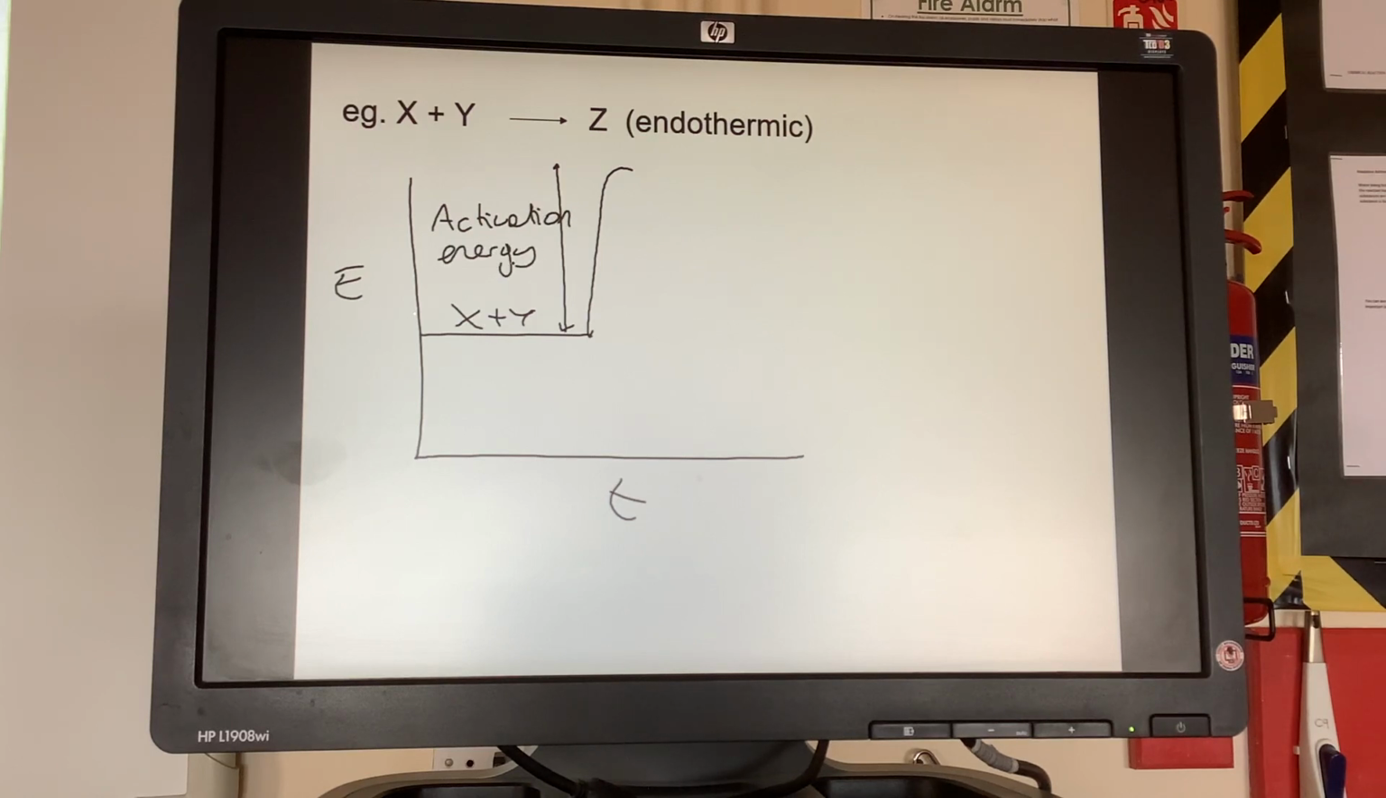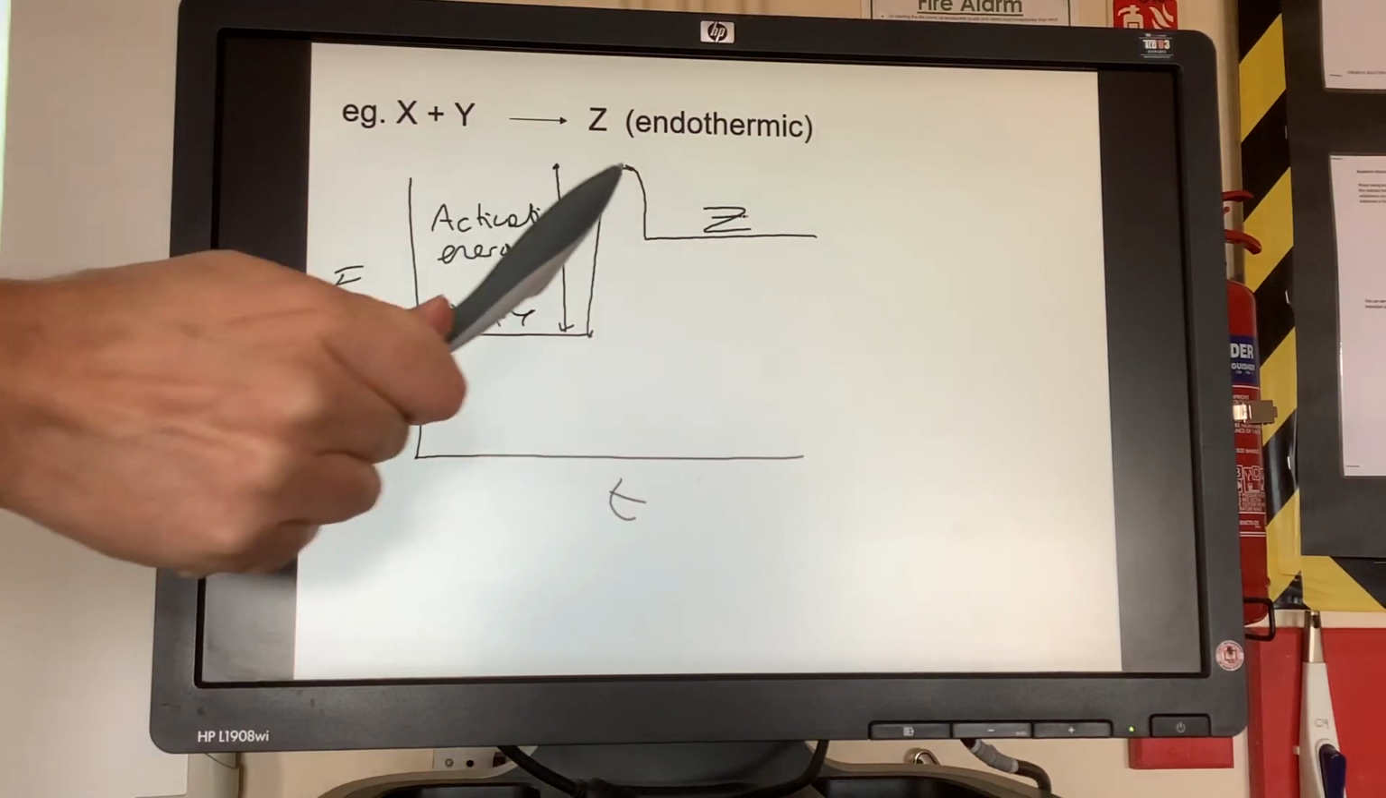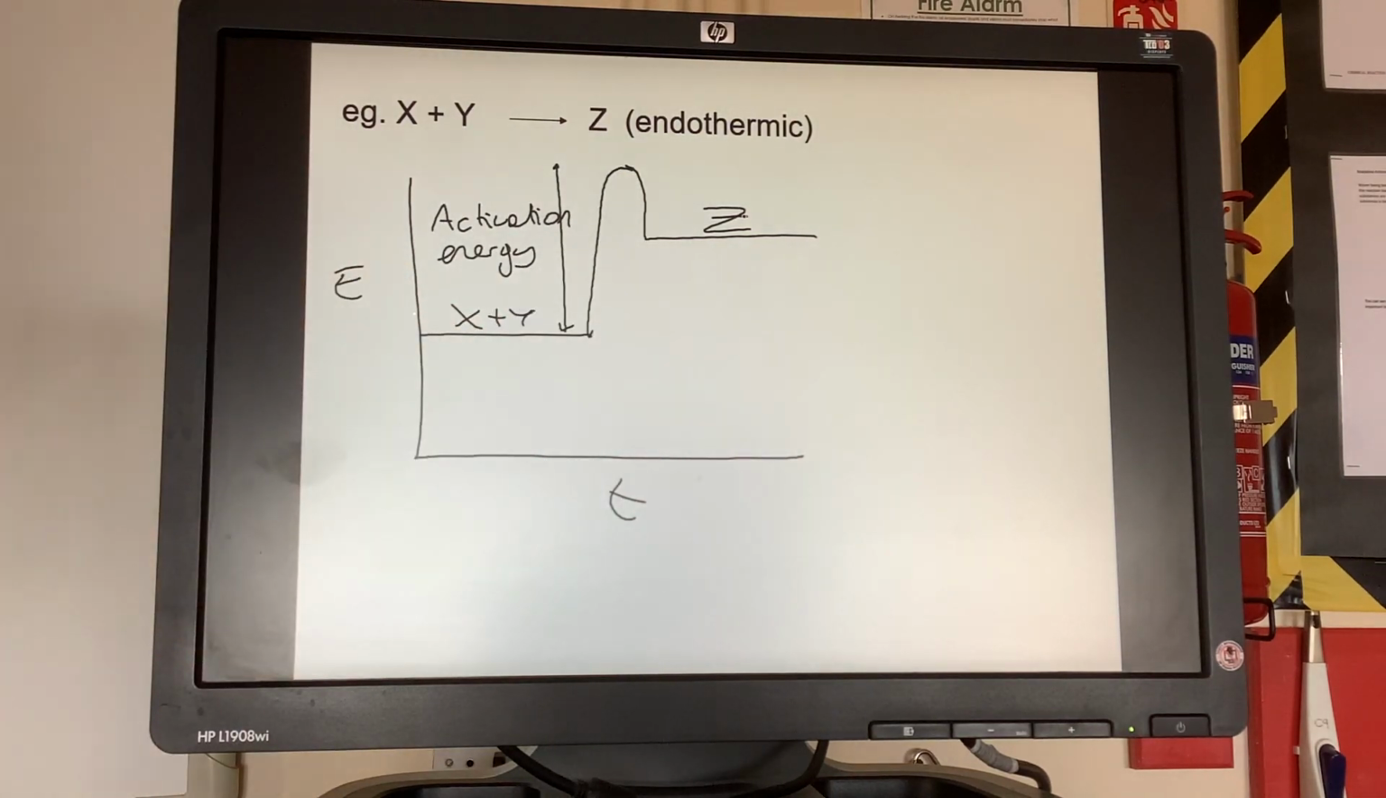Okay? Then, energy is going to come out as new bonds are made, and we're going to form our product Z. What's the difference now? We put energy in to break the bonds, but not as much energy came out. Not as much energy was given out. So now our energy change from here shows this is an endothermic reaction.